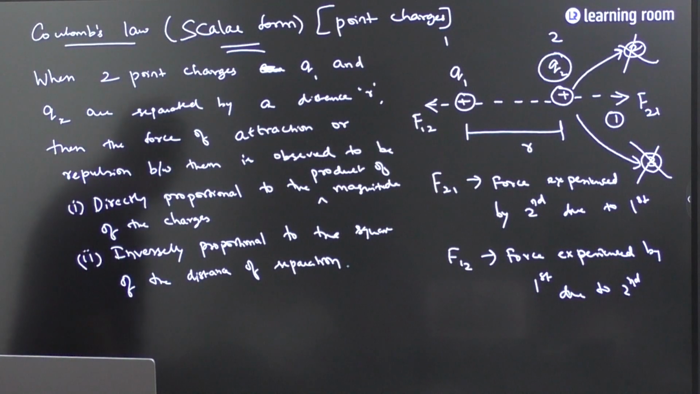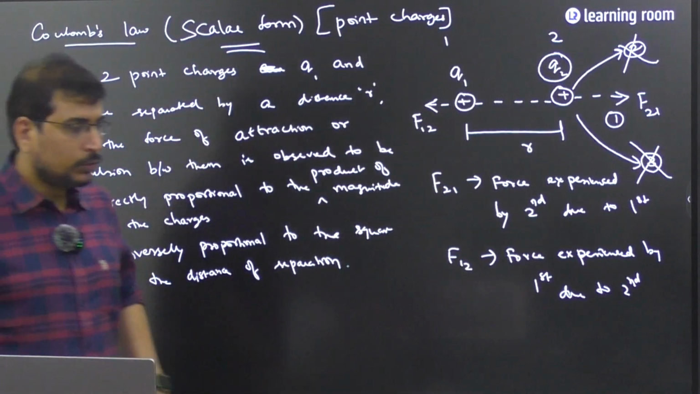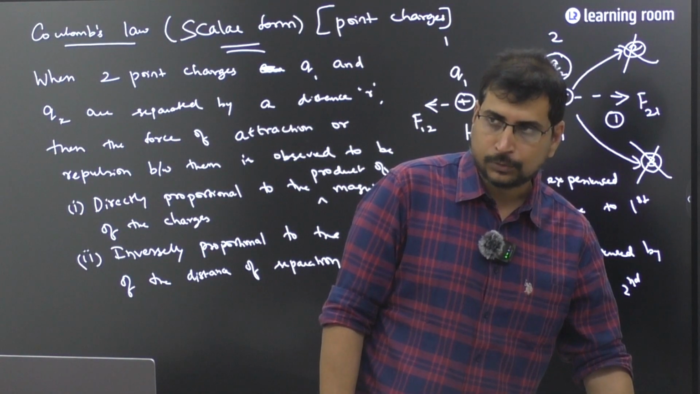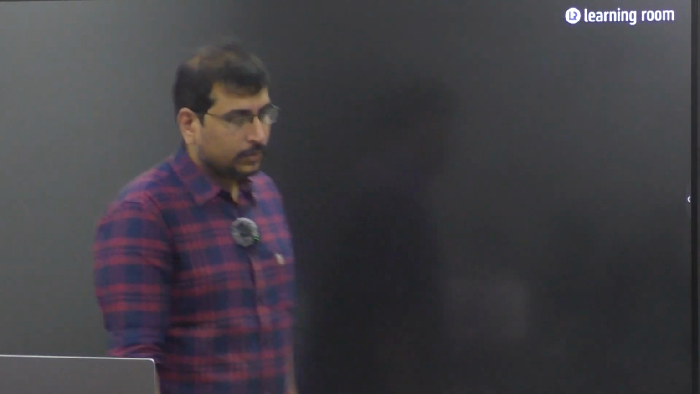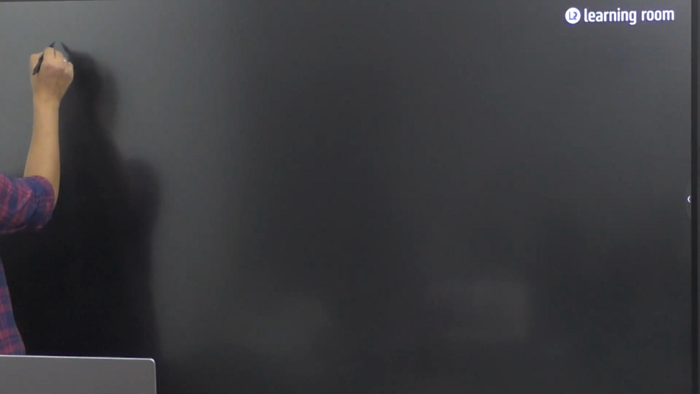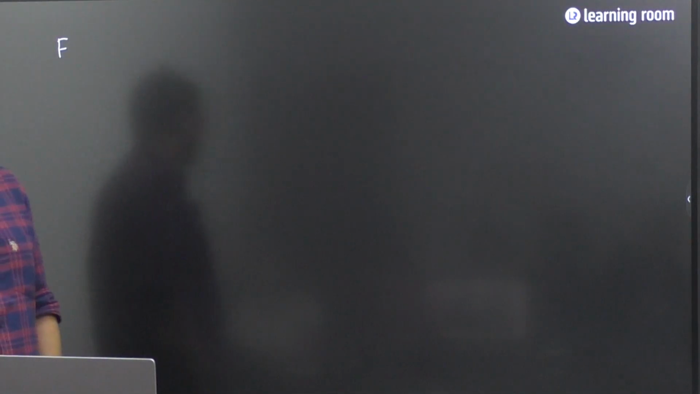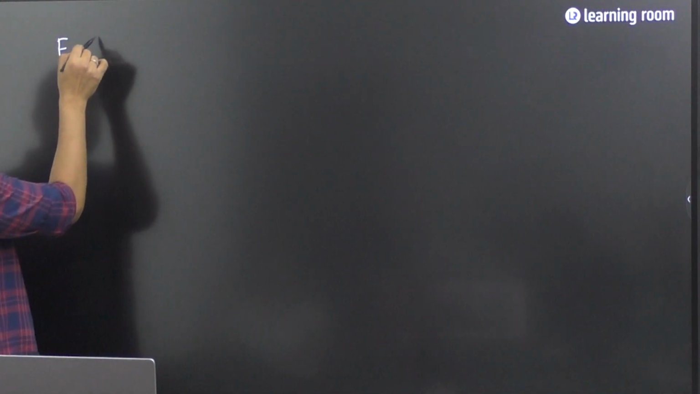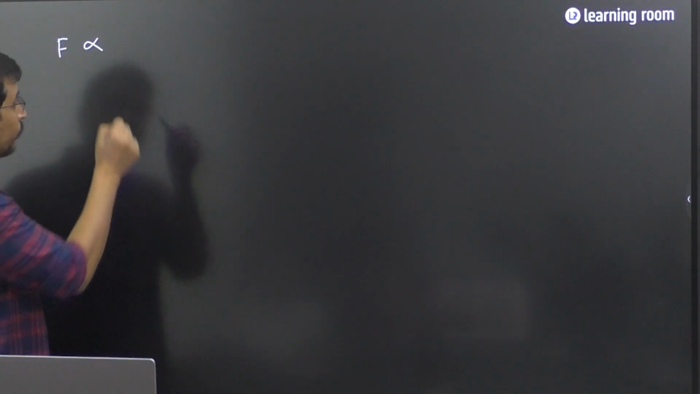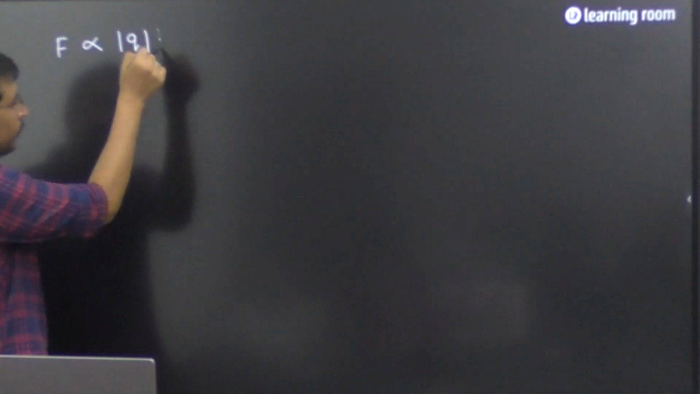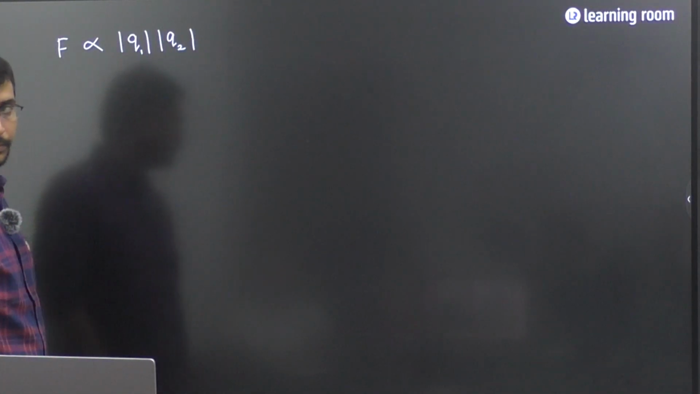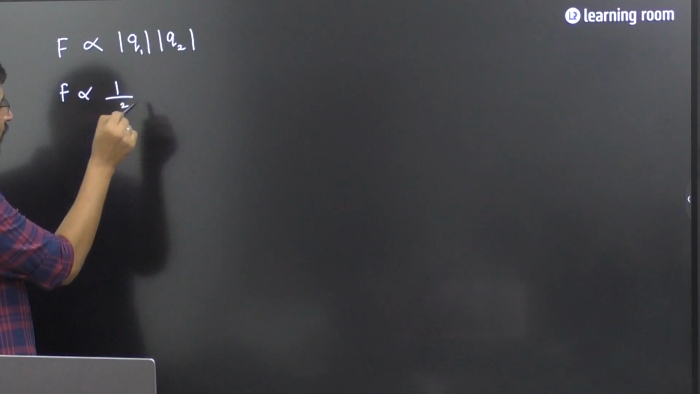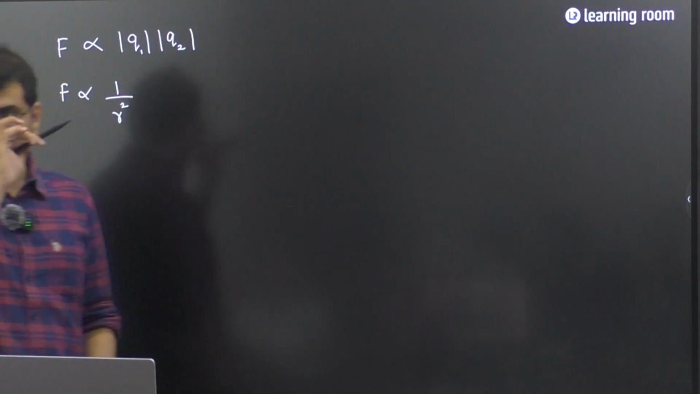Shall we see the mathematical part of this? Right. So we wrote it in a theoretical form. Let's see the mathematical form. So it's obvious, right? The force of attraction or repulsion. Here, when I say this force, this is the electrostatic force. It's observed to be directly proportional to the product of magnitude of charges, and inversely proportional to the square of the distance of separation between them.